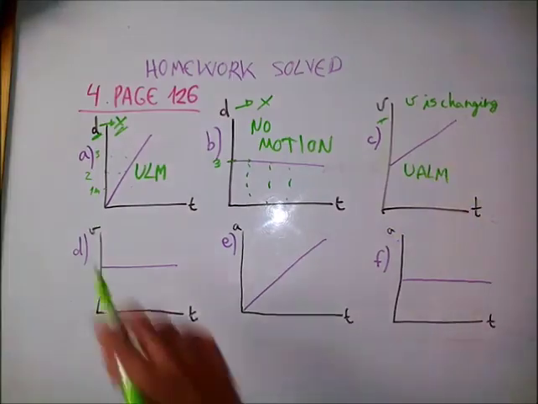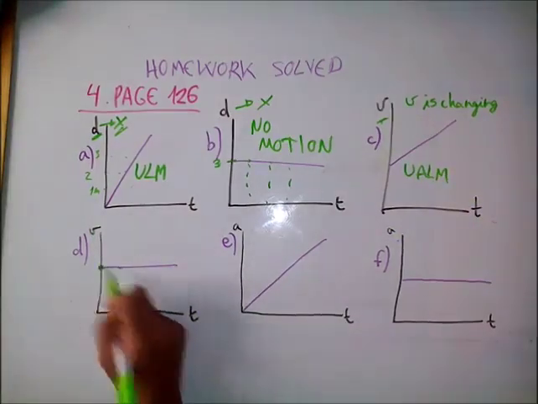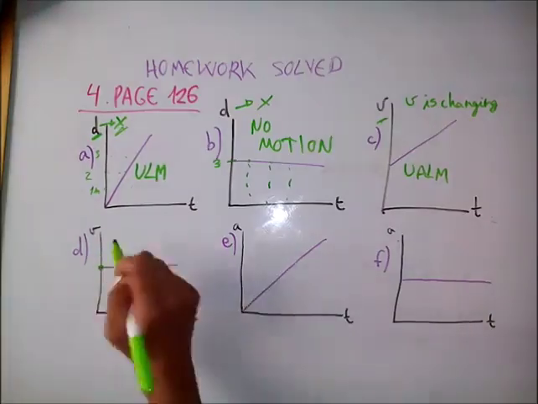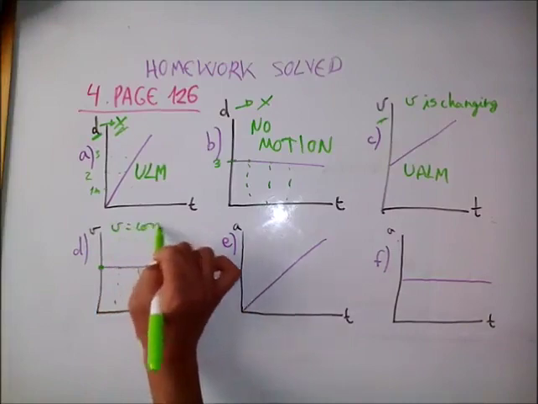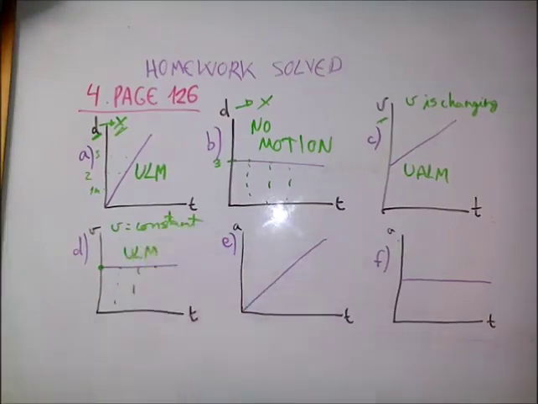Let's go to D. We have velocity versus time. And in here, if time is this, velocity is this. Time is this, velocity is this. Time is this, velocity is this. So it's the same. So velocity is constant. So this means we have a uniform linear motion.